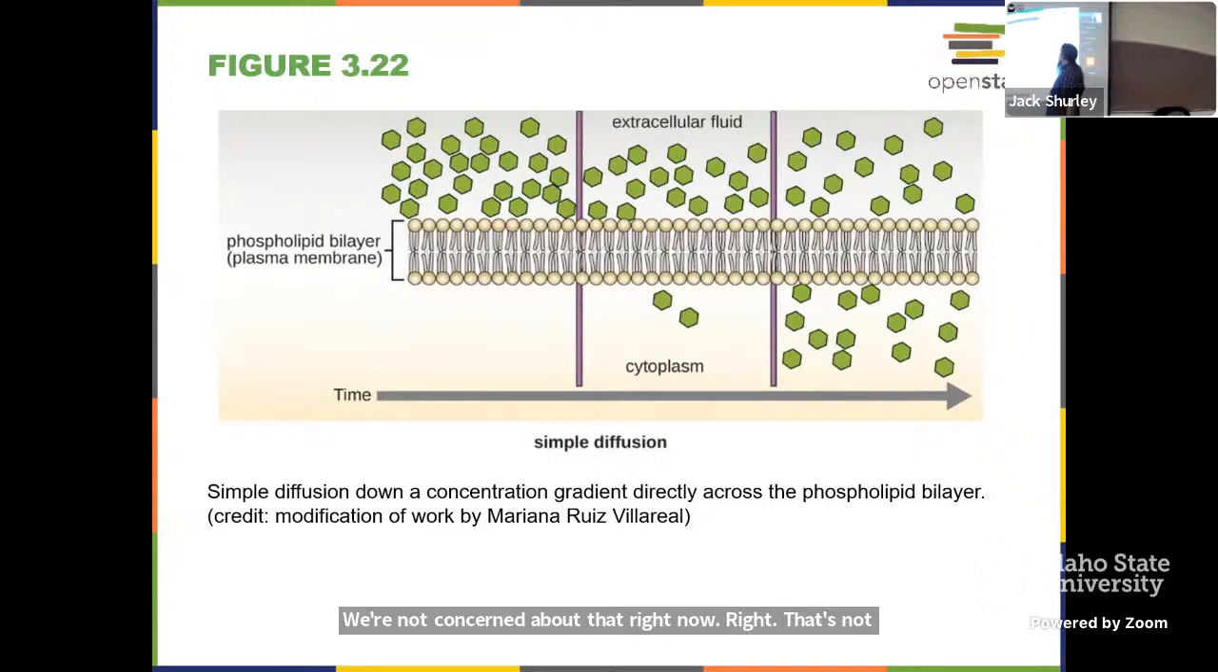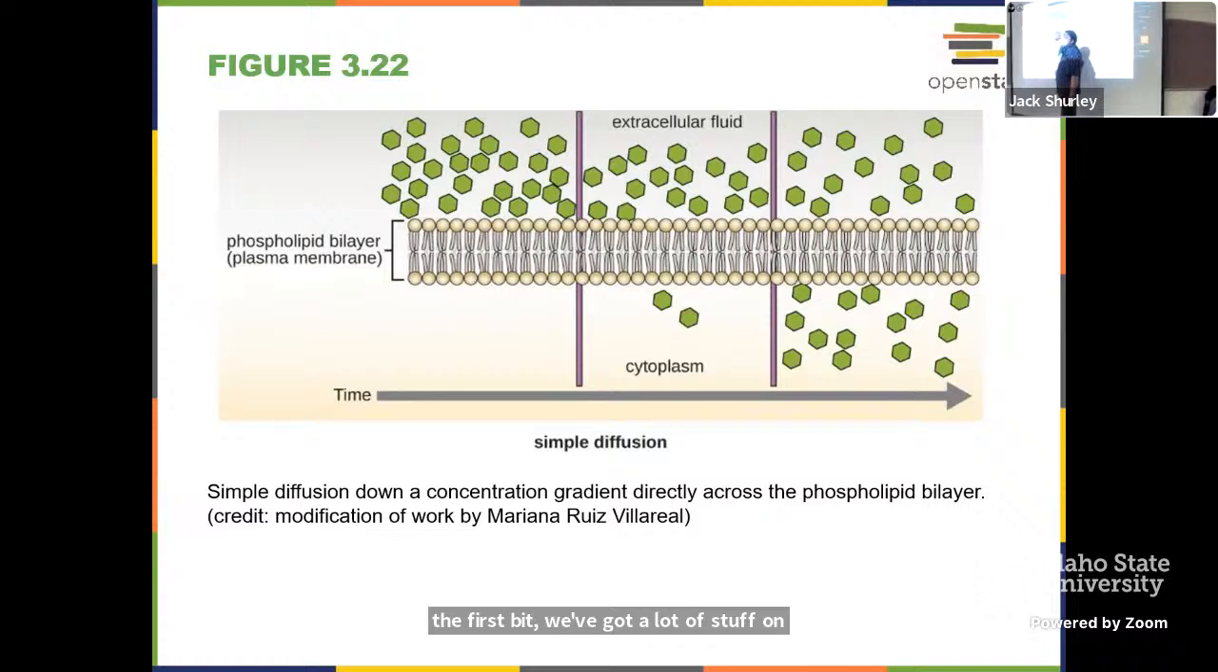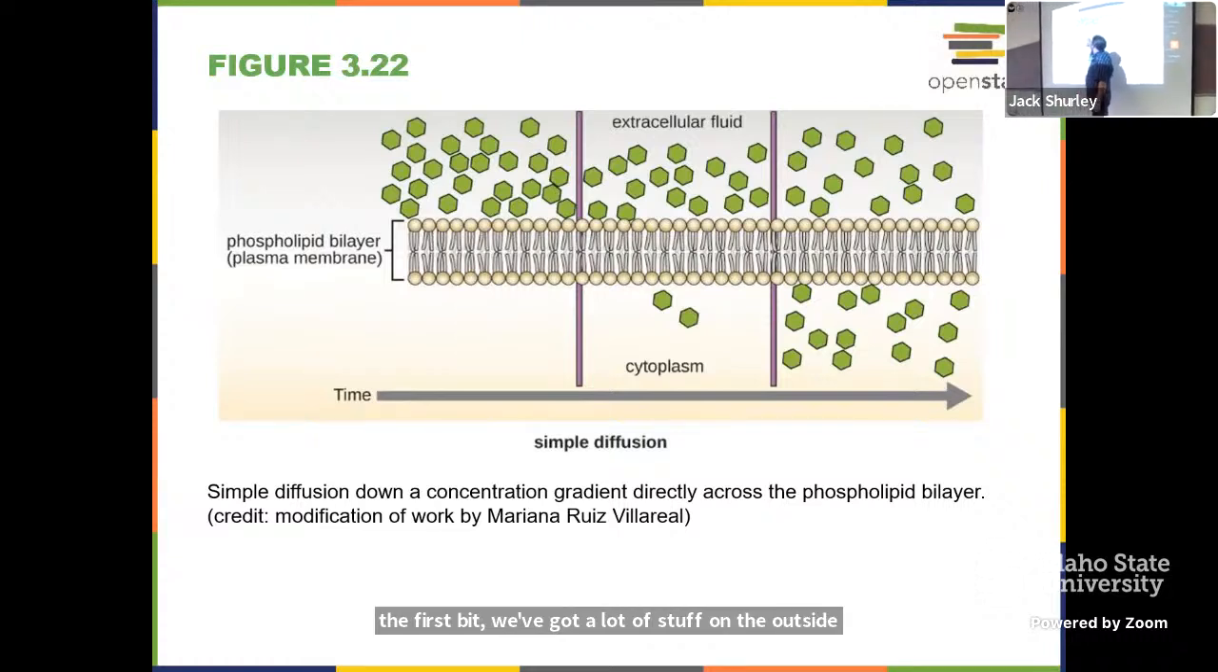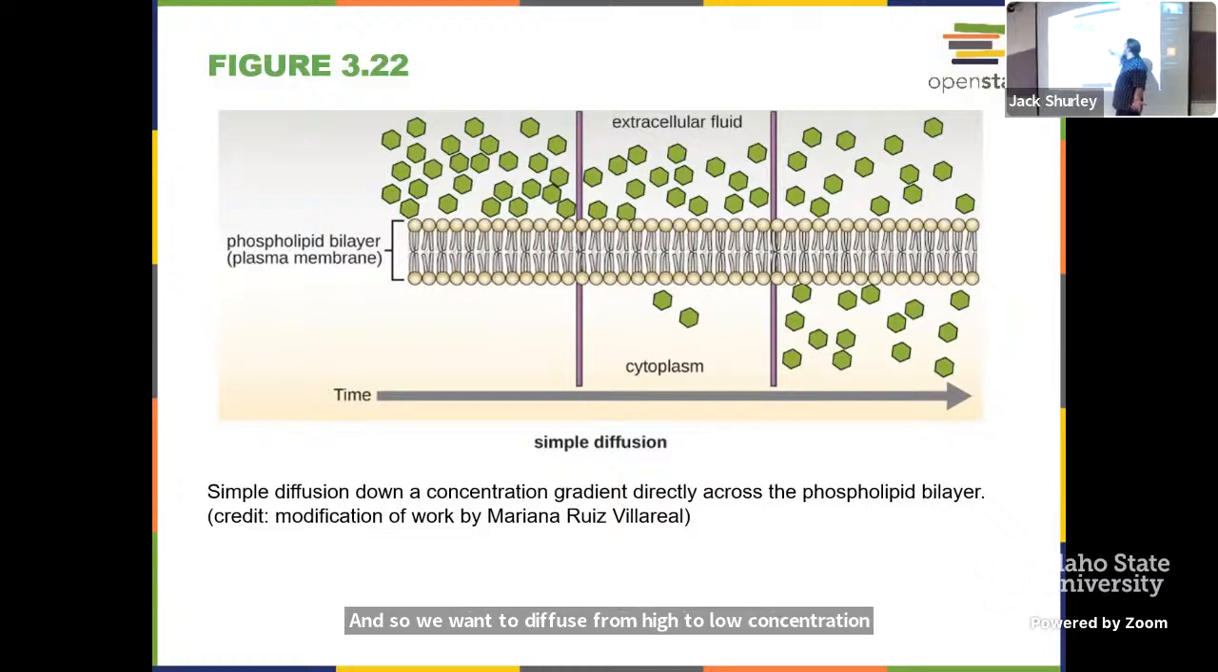That's not really what we're getting bogged down with. We just want to see what happens over the course of time. So it's time-lapse photography basically on one image. At the first bit, we've got a lot of stuff on the outside of the membrane and very little or nothing on this side. This is the inside of the cell. And so we want to diffuse from high to low concentration, in this case, going across that membrane.